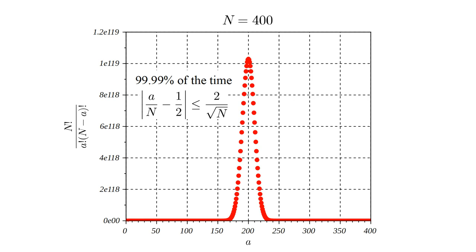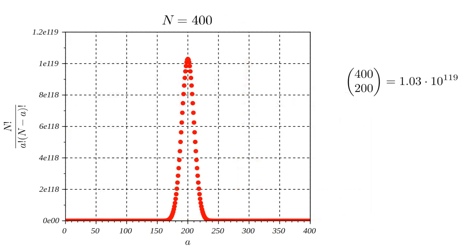For the case shown, 99.99% of the microstates have A between 160 and 240. So, as n approaches infinity, statistics become destiny. For practical purposes, the state of the system will not deviate significantly from the most likely macrostate. The number of microstates for A equals 200 is 400 choose 200 equals 1.03 times 10 to the 119. The total number of microstates is the sum over A from 0 to 400 of 400 choose A, which equals 2.58 times 10 to the 120.